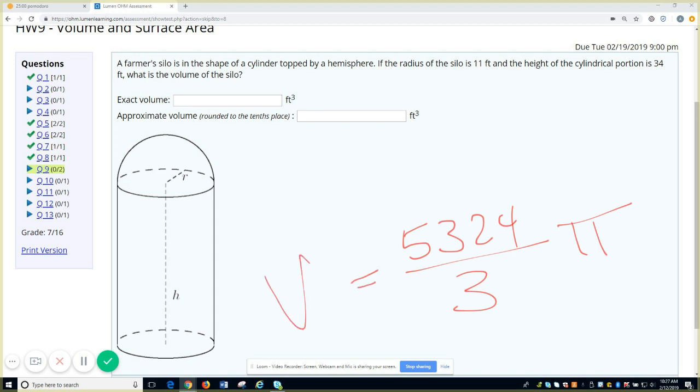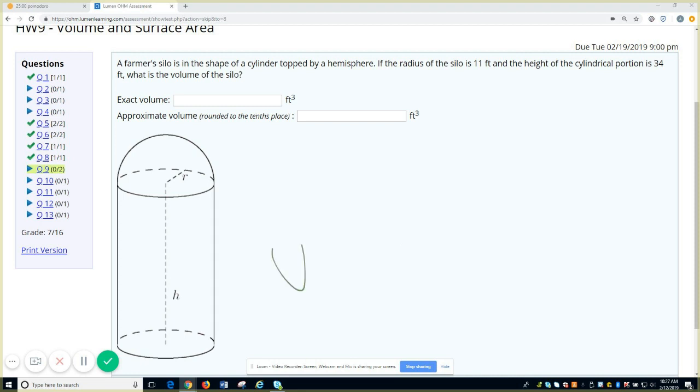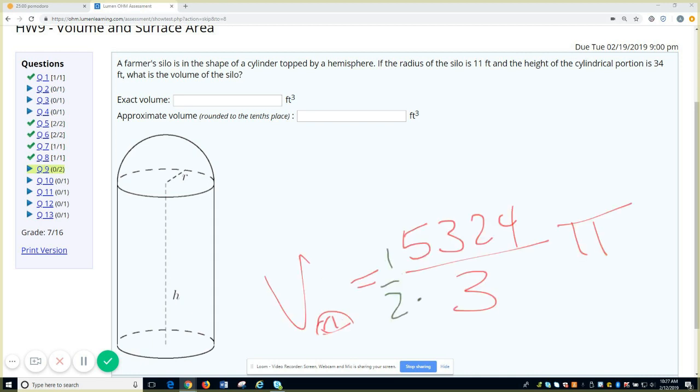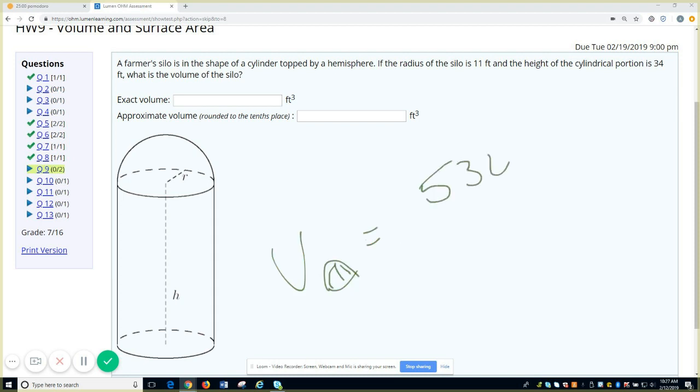However, this is the volume of a sphere, right? We only need half of it, half a sphere. So to take half of it, we basically have to multiply this fraction by 1/2. Essentially, you're going to multiply the denominator by 2. And so the volume of half a sphere is going to be 5,324 over 6.